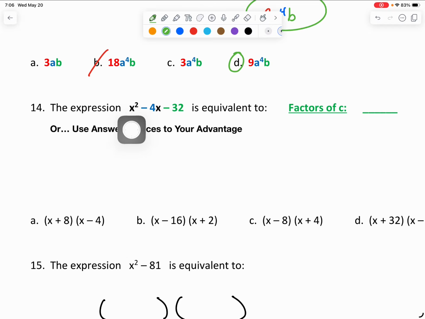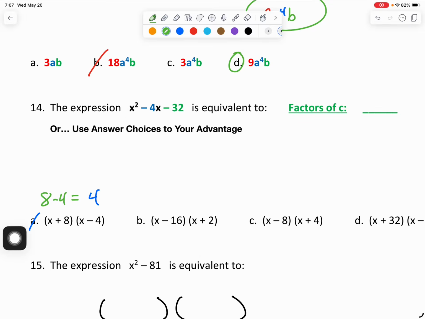All right, we need to find the 2 numbers, so the factors, that when multiplied equal negative 32, but when subtracted or combined here, give us negative 4. 8 times negative 4 is negative 32, but 8 minus 4 equals 4. It doesn't equal negative 4.